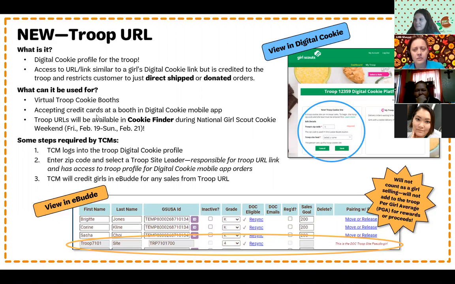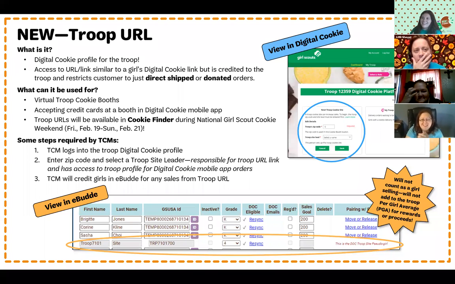So I have a question. I think this is what we're all trying to ask. When we use the troop URL in the digital cookie at a booth, so we're at a booth and we're doing sales, this will actually go to the troop, not to individual girls, and then we can go and allocate them there. So we can completely bypass Square, not pay any fees. Hallelujah. Yes, that is, thank you.